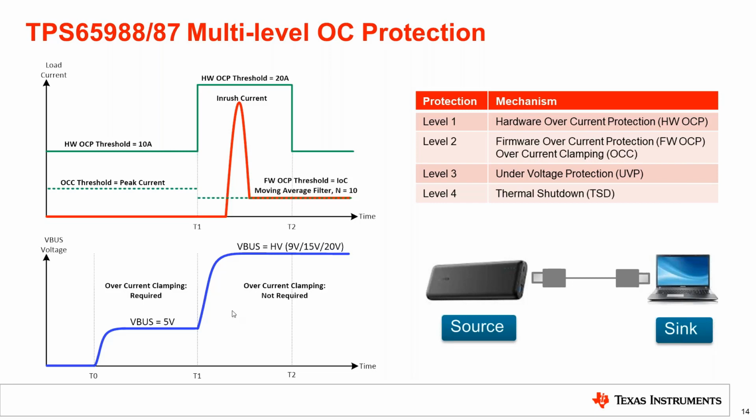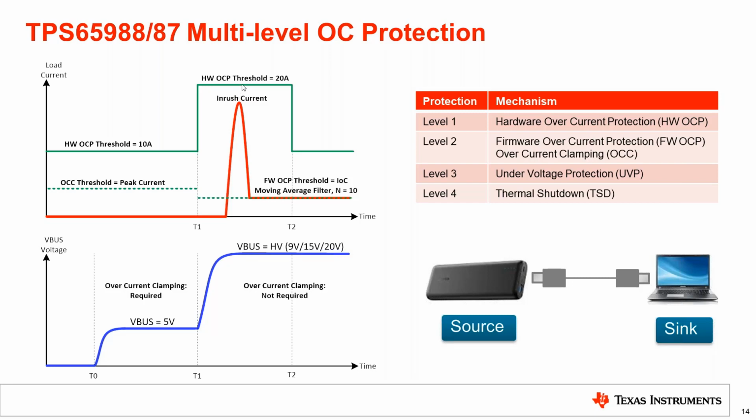However, in the market, we know that there are some non-compliant sink devices that draw an excessive amount of current whenever they're negotiating a high voltage contract. So what that looks like is when you plug in your source device to some of these sink devices, we could see a very large inrush as the voltage on VBus begins to increase. This large inrush current could sometimes be so high that it would trip the hardware overcurrent protection.